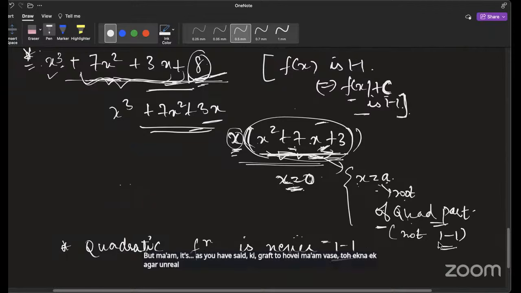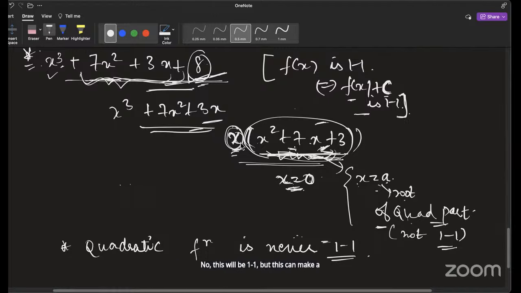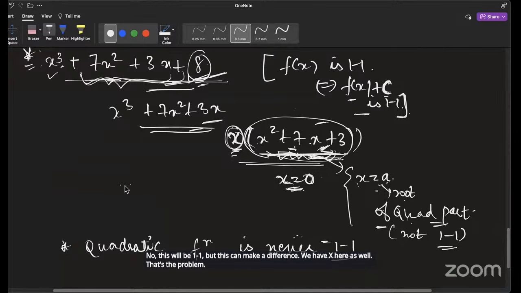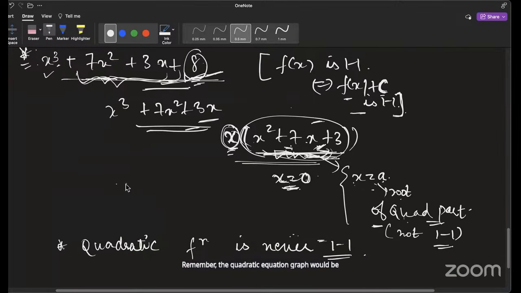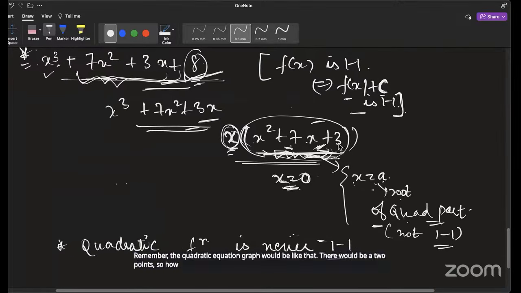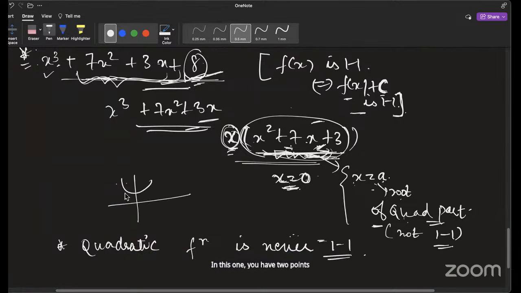No, this will be 1-1, but this can make a difference. We have x here as well. That's the problem. In this one, you have 2 points. Here you will have 2 points with the same value.